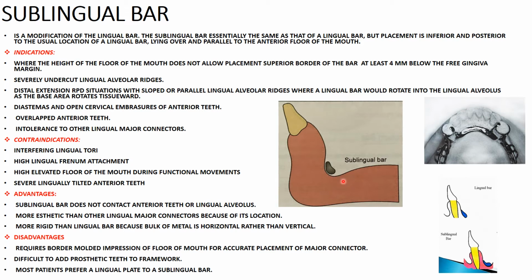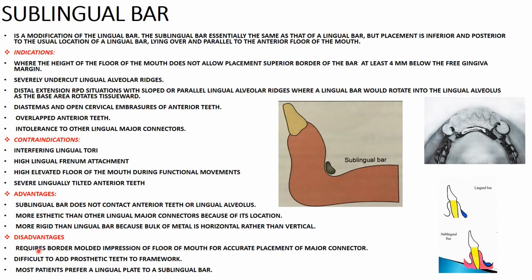Contraindications: if there are interfering lingual tori, if there is a high frenum attachment, if the floor of the mouth is highly elevated during functional movements, and in cases of severely lingually tilted anterior teeth. Advantages: it does not contact the anterior teeth. It is more esthetic than the lingual major connector because of its location. It is more rigid than the lingual bar.